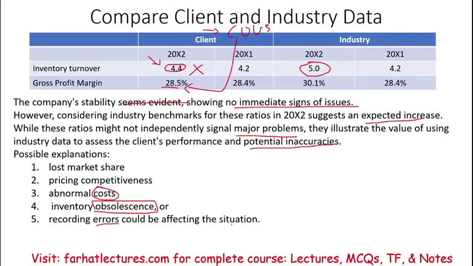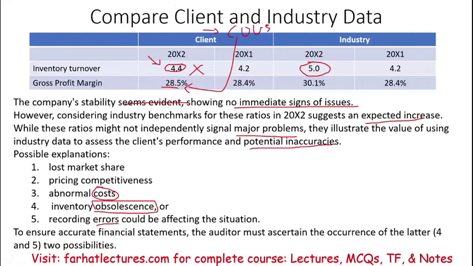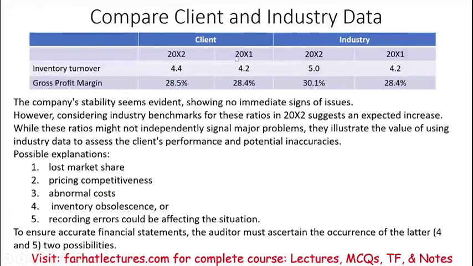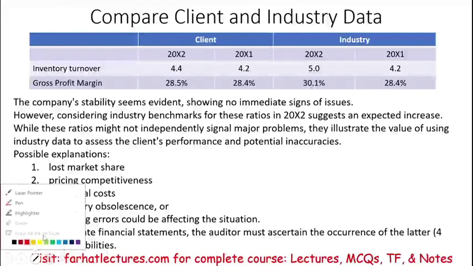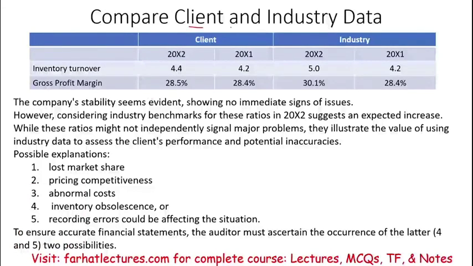I'm not saying it's bad, but what we're saying is, let's look at this, something unusual. There's something unusual. Well, you could say maybe the industry is the problem. Well, it could be too, but most likely not, because the industry factors many companies, but we're not talking about the industry, we're talking about the client. So to ensure accurate financial statements, the auditor will have to make sure that number 4 and 5, which is inventory obsolescence, we have to revisit this, and recording errors might be affecting our figures. Might be. That's all we can say. And I hope through this simple illustration, you saw the value of what? You saw the value of benchmarking your data to the industry.